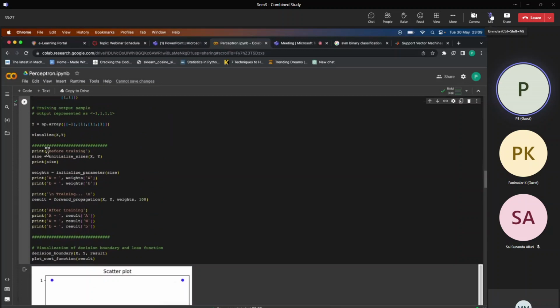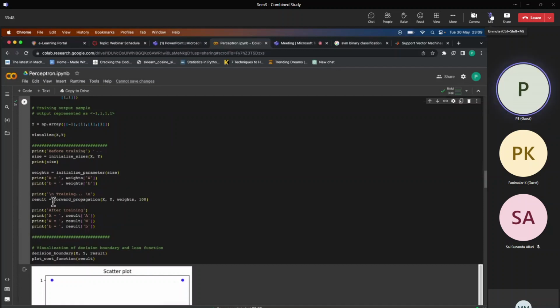Now before training we initialize the size of x and y. What we have with the size is nothing special. Just remember this, we will have to discuss it later. Size is given by initialized sizes. Weights, nothing special. Initialized parameters as w0, b0. Okay, nothing special, we will discuss it later.